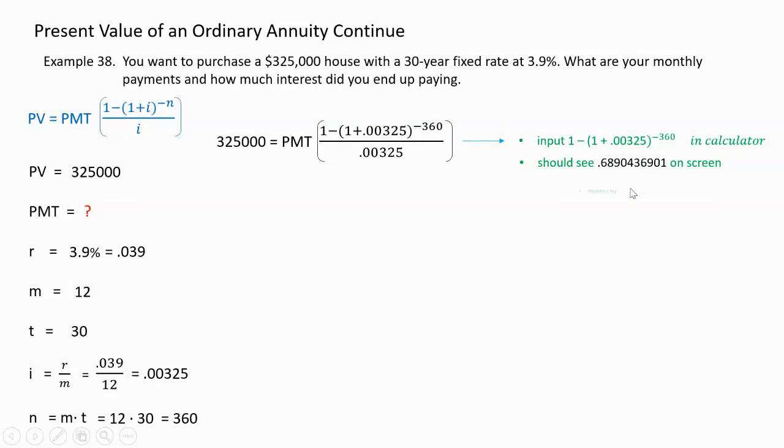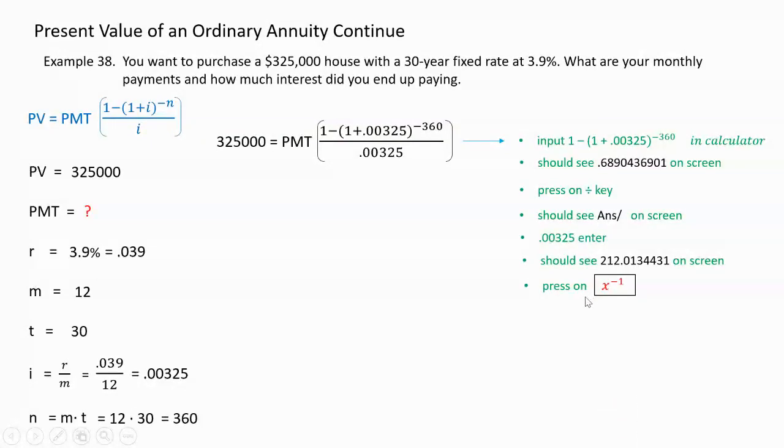0.6890436,901. Then we're going to hit the division key. So this is what you should see on your screen, the answer, divided by. You're going to enter 0.00325. This is what you get, 212.0134431. Now we're going to hit the inverse key.